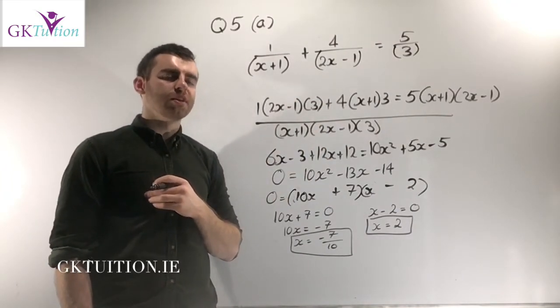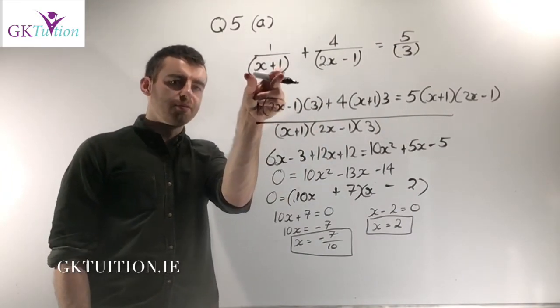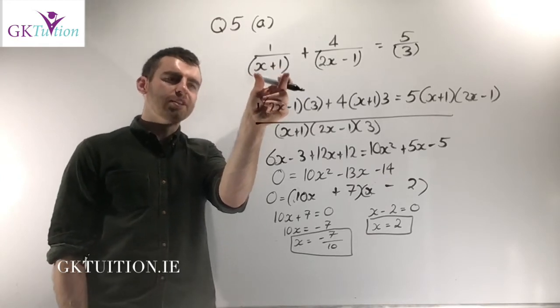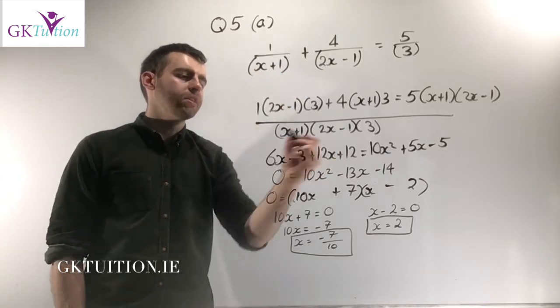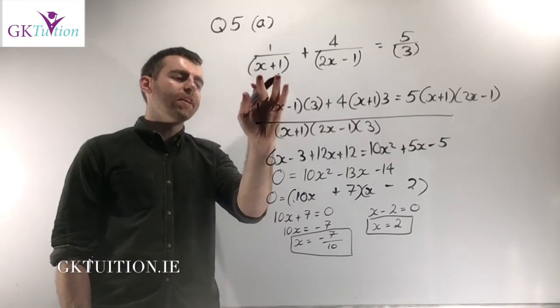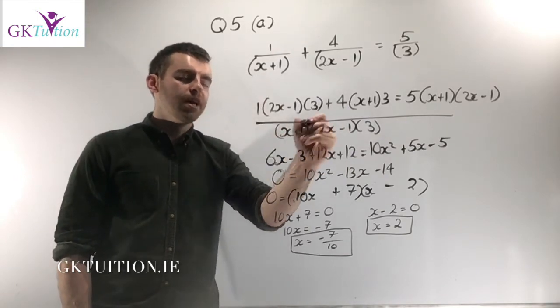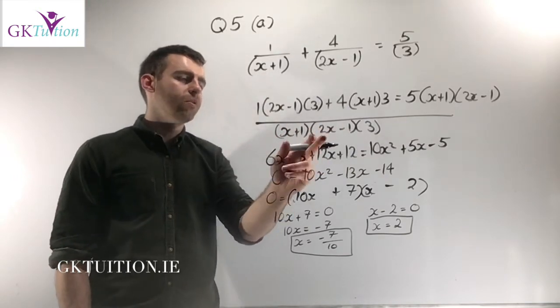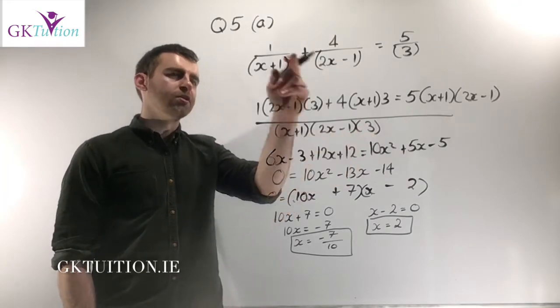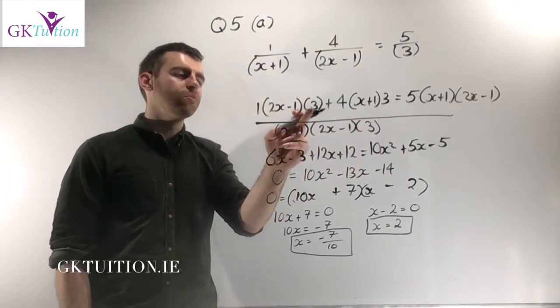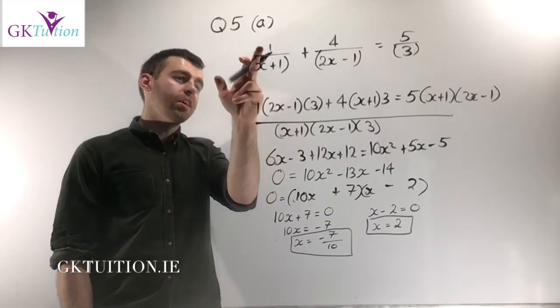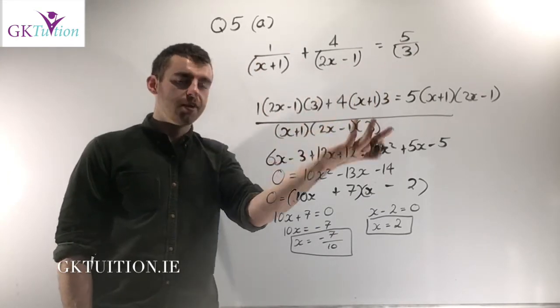To work out what goes on the top, you take the bottom of the first fraction and figure out how many times x plus 1 would divide into the common denominator. If I divided x plus 1 into the common denominator, it would cancel with itself and I'd be left with 2x minus 1 and 3. So it's the top of the fraction by 2x minus 1 times 3. It's just this by basically the other denominators.